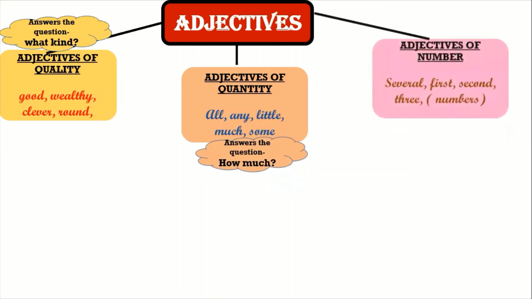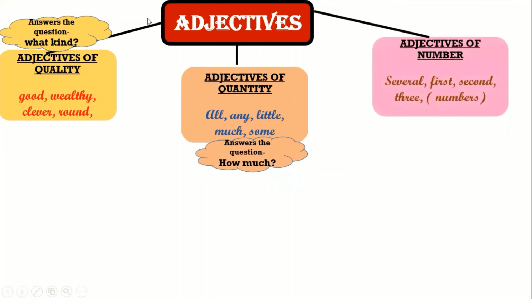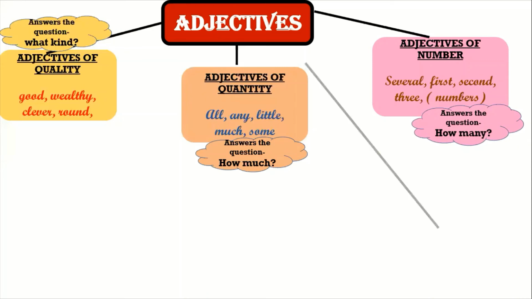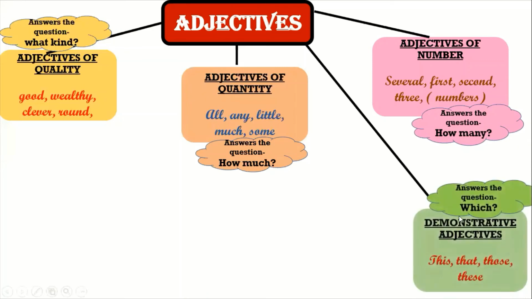Third one is adjectives of number. Always remember, even several will come under adjectives of number. First, second, all kinds of numbers will come under adjectives of number. Mainly when you ask how many pens do you have? I have 3 pens. So that 3 is the adjective of number. Next thing is demonstrative adjectives, which we learned today. Remember these 4 examples: this, that, those, these. It answers the question which book is mine? This book is mine. You're pointing out, so that is a demonstrative adjective.